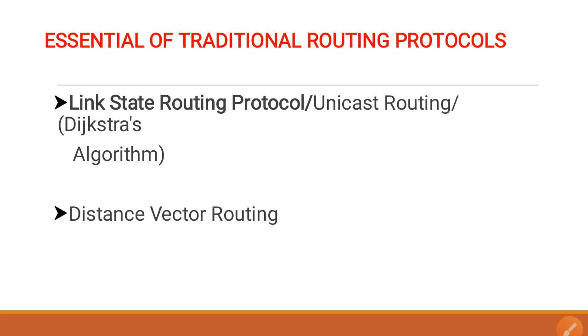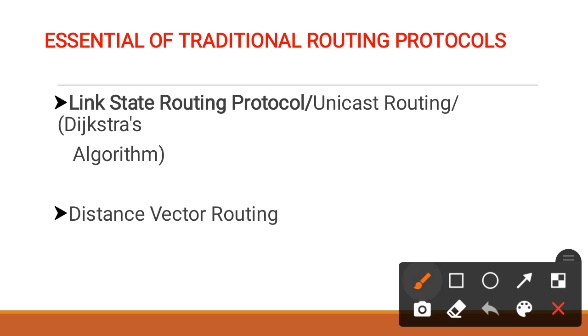The essentials of traditional routing protocols: there are two types of routing protocol so that we can find out the shortest path from the sender to the receiver. Link state routing protocol, which is also called unicast routing, or the Dijkstra algorithm, and the distance vector algorithm.